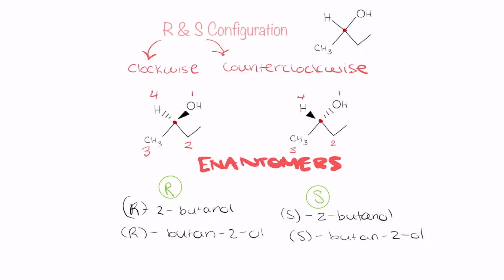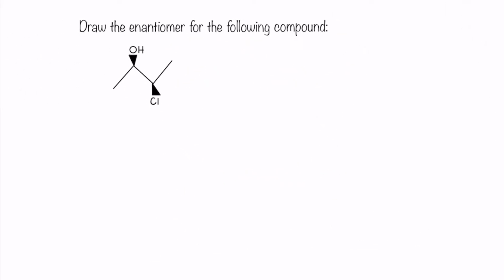Let's talk a little bit more about enantiomers. And so now let's say your professor gave you this example and told you to draw the enantiomer for the following compound we have here. First, we've got to ask ourselves, how many chiral centers does it have? So take a moment to pause the video and figure out which atoms here are chiral centers.